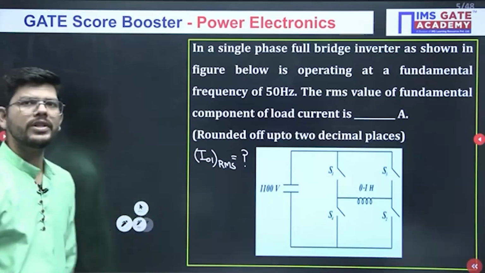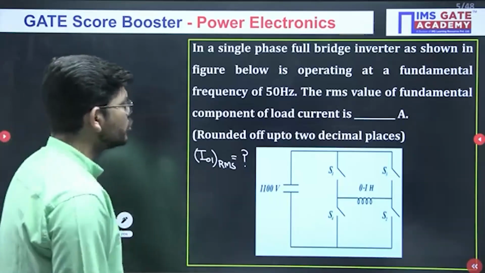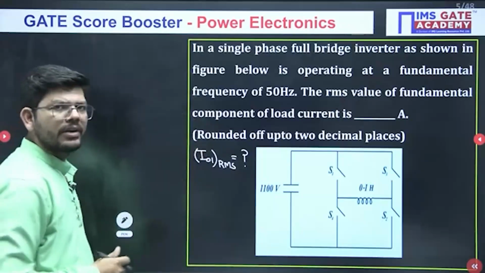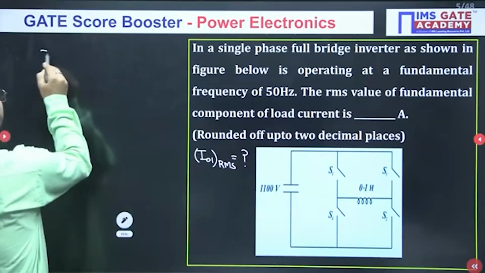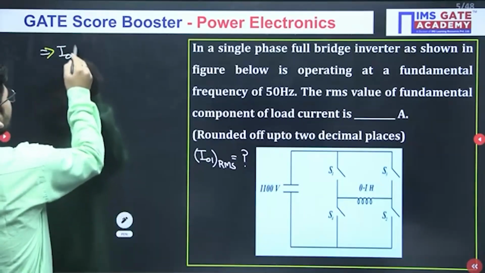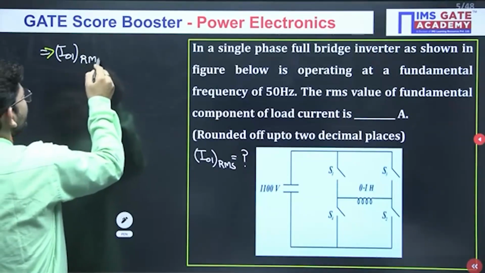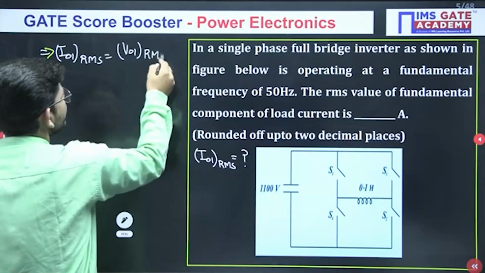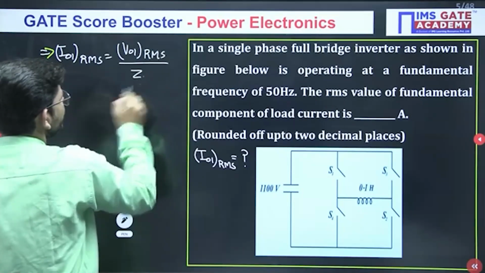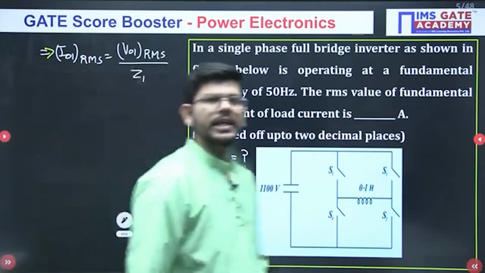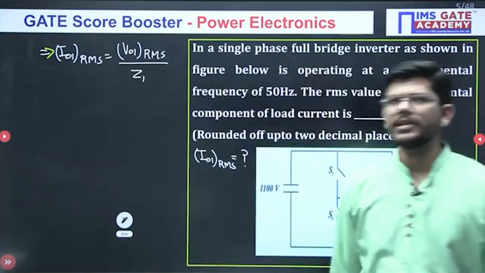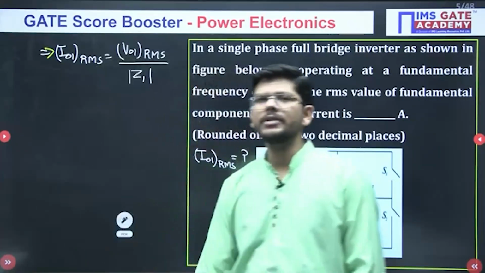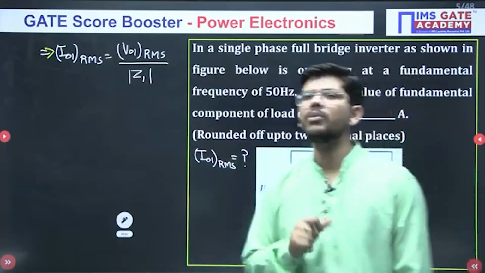Okay, so how to approach this question? Those who are not able to solve, just see here. We have to calculate the fundamental RMS current. If you want to calculate this, it will be simply fundamental RMS voltage divided by the fundamental impedance. Isn't it? So we need to calculate the fundamental RMS voltage and the impedance both as well.